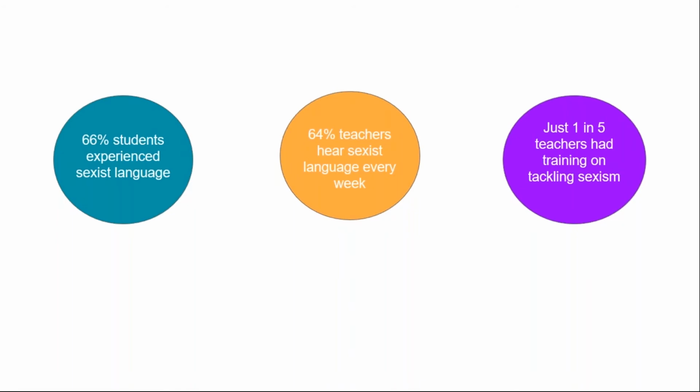So it's everywhere in our schools, and yet only 1 in 5 teachers have had training on being able to recognise, challenge and tackle sexism. And that could be the same in terms of bullying, for example, homophobic language or racial language. So this really identifies that there's a key problem, and as governors, we do really need to get involved.